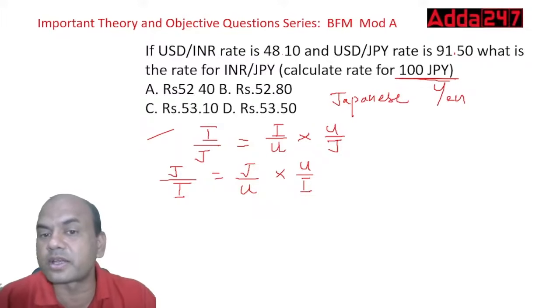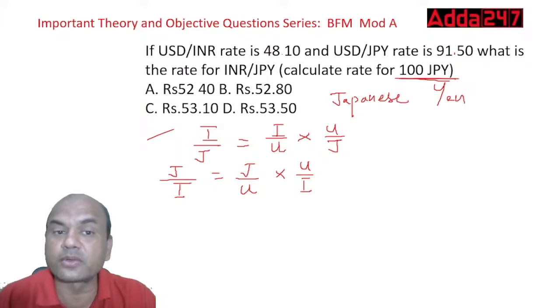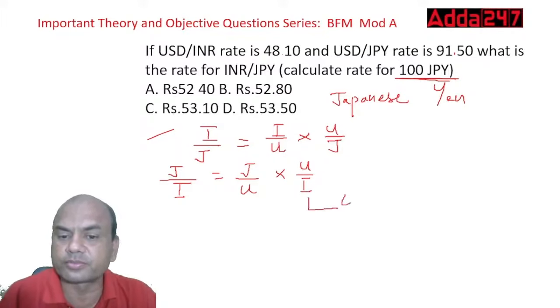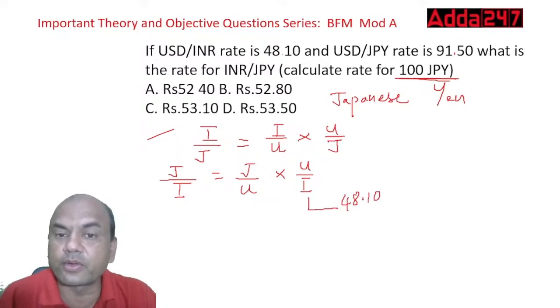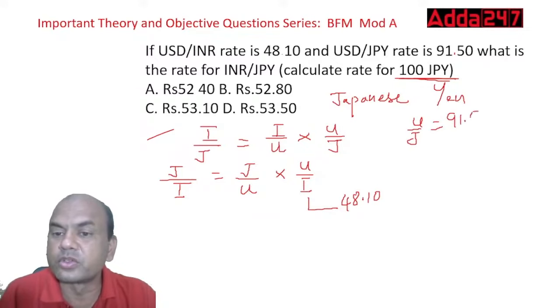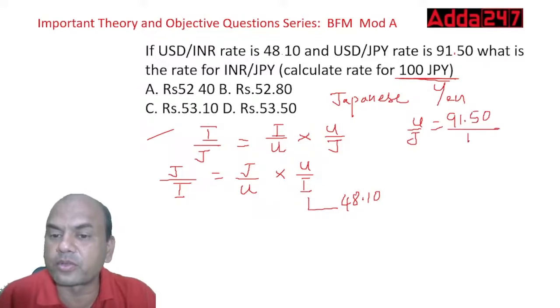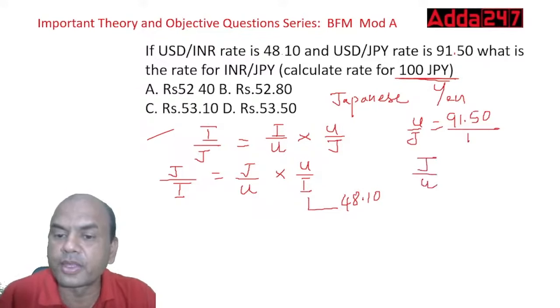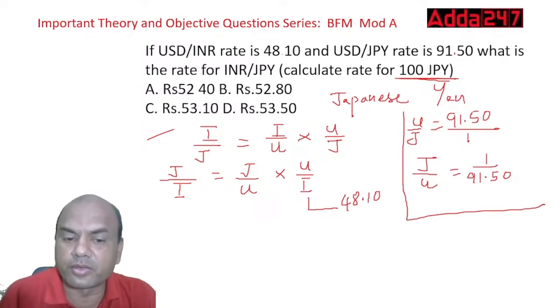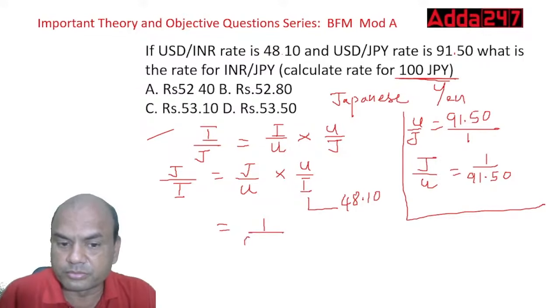So JPY to USD, what is the rate? And USD to INR, you know it. See here, this is 48.10. And this JPY to USD, you don't know. This is 91.50, but that is USD to JPY. So that is 91.50. So if I want JPY to USD, this is upon 1. So J upon U equals 1 upon 91.50. That will be the rate. So now I've got the JPY to USD rate. Multiply this, put it over here. So my answer will be 1 upon 91.50 into 48.10. So what is the answer now?